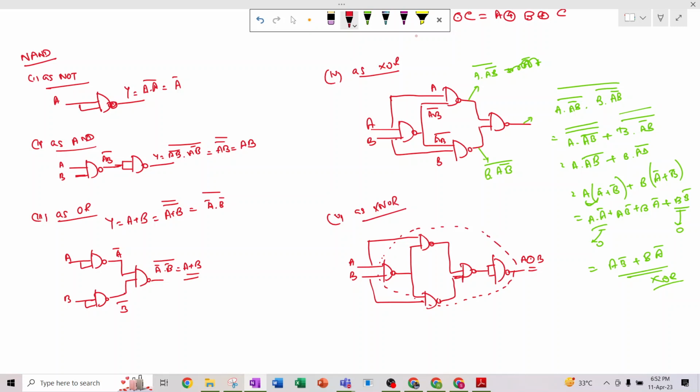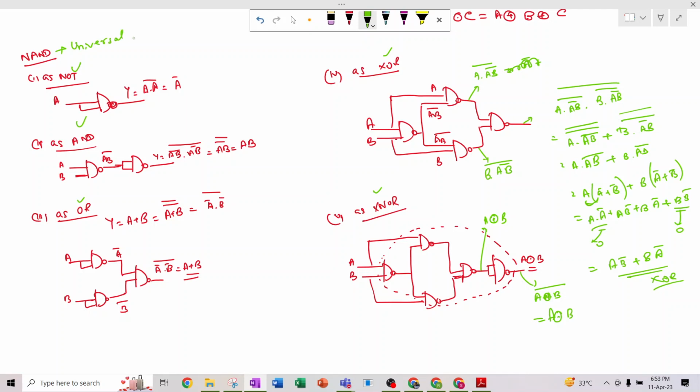So till here we get the XOR, that means A XOR B, and after this we get A XOR B complement. Okay, so that means A XNOR B. So this is how we can implement the NOT gate using NAND gate, AND gate using NAND gate, OR gate using NAND gate, and XOR and XNOR. These two gates also using the NAND gate. So that's why NAND gate is known as a universal gate.